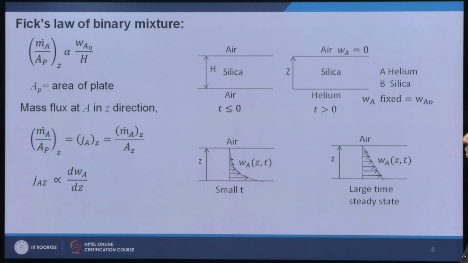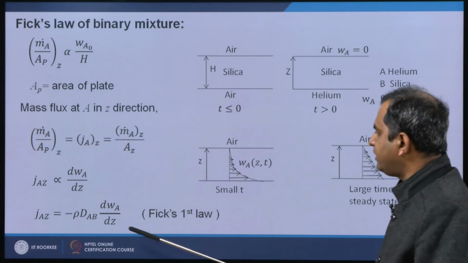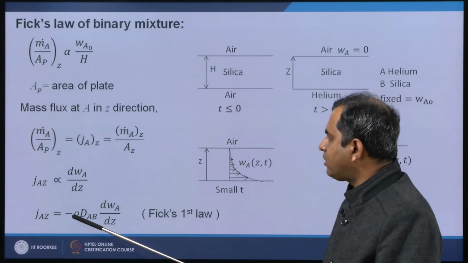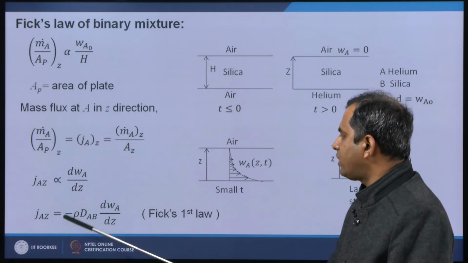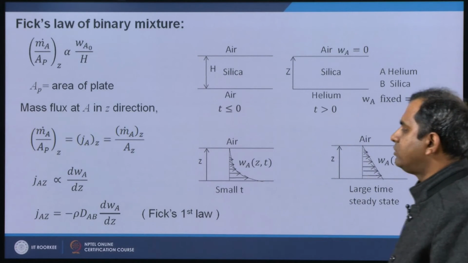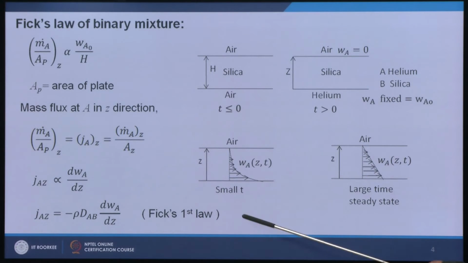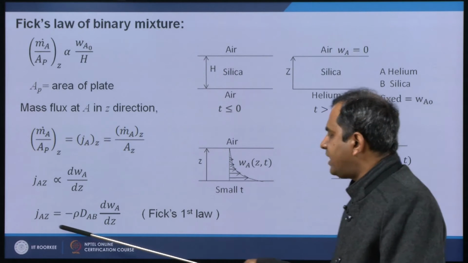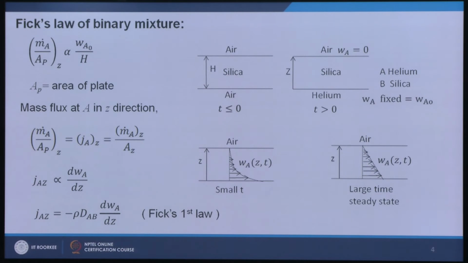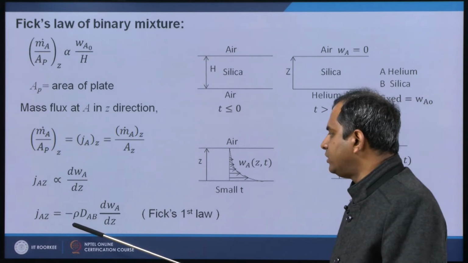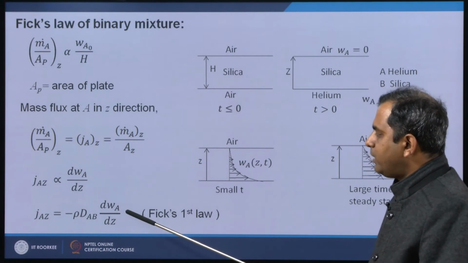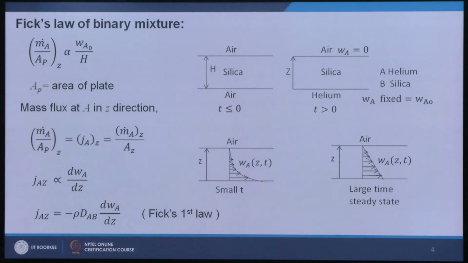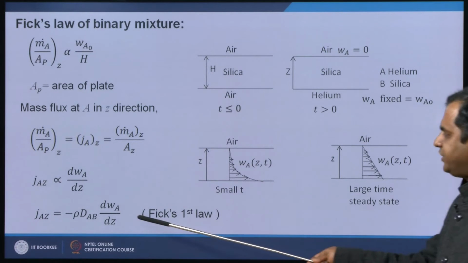Okay. So, once we have this type of equation, we can include one constant in the equation also. Let us give that constant as minus rho D AB. This is the proportionality constant, and this we call Fick's first law. So, mass flux is equal to minus density into mass diffusivity into dWA by dZ. Okay. This is the concentration gradient.